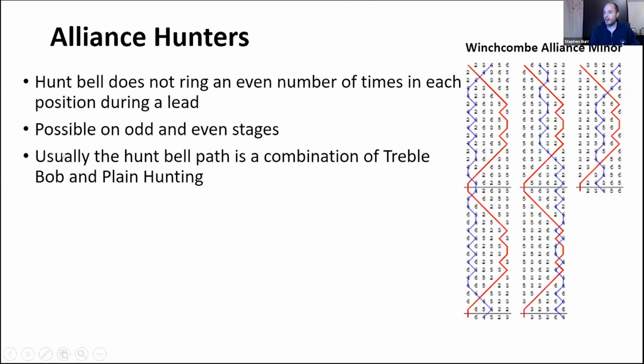And on the whole, the hunt bell path in the alliance methods is usually a combination of treble bob hunting and plain hunting. So the example I've given here is Winchcombe alliance, which is sort of a bit like double Oxford bob minor, for those who are familiar with that method, except that instead of plain hunting, as it does in double Oxford bob, the hunt bell here plain hunts out to the back, but then we have treble bob hunting in 5, 6, and then we revert back to plain hunt here. So these are kind of a bit of a mashup of plain hunters and treble dodging plus or minus treble place hunting methods.